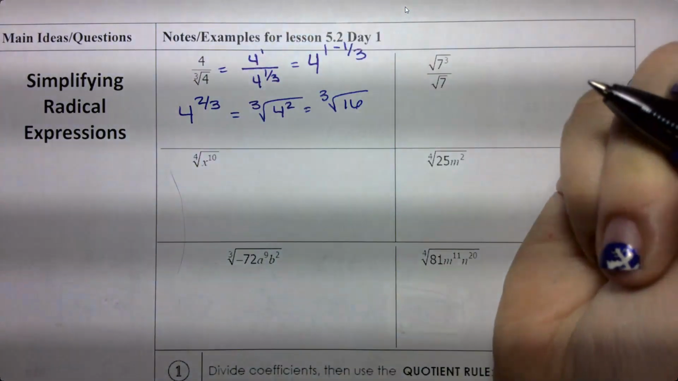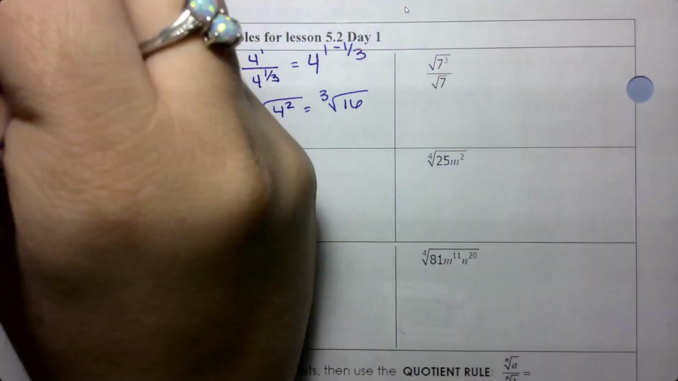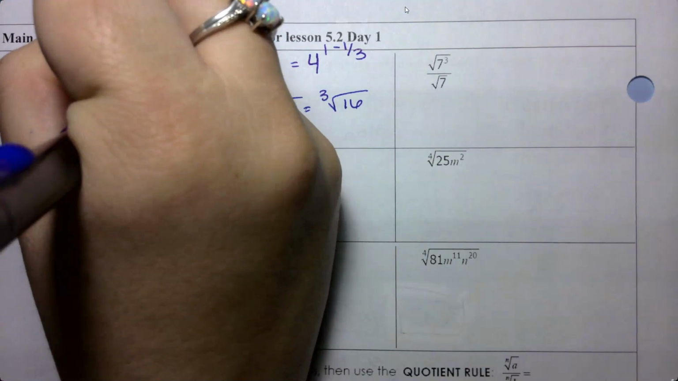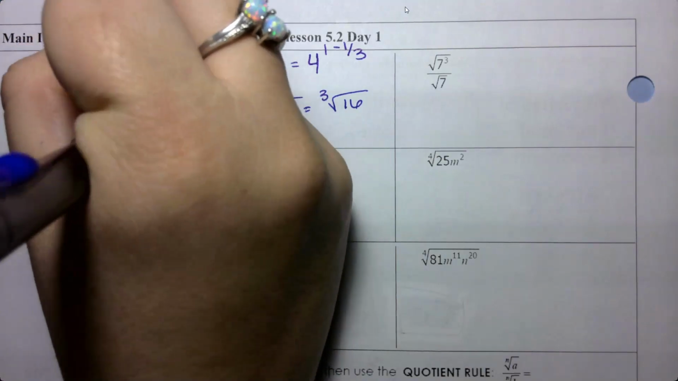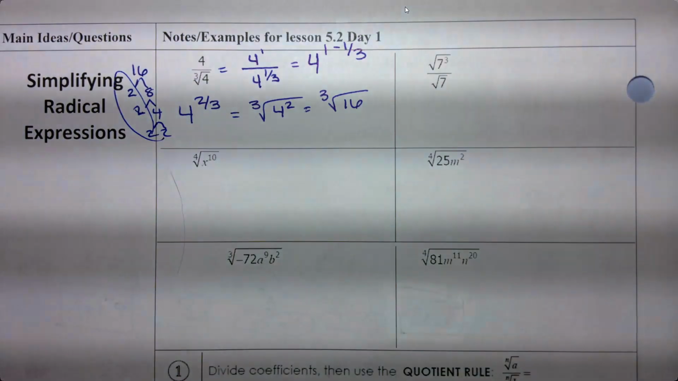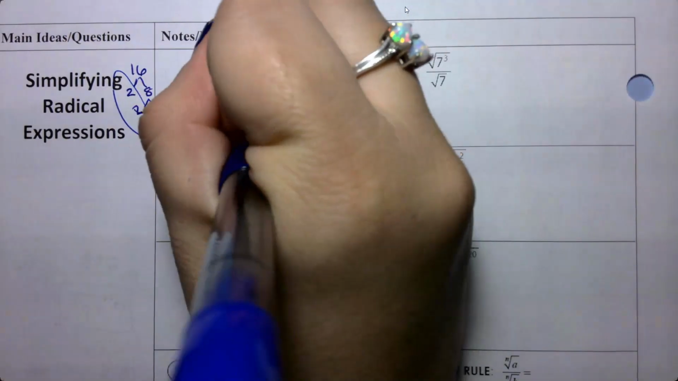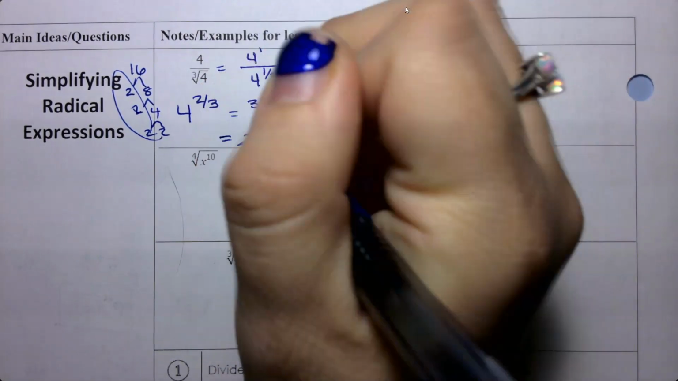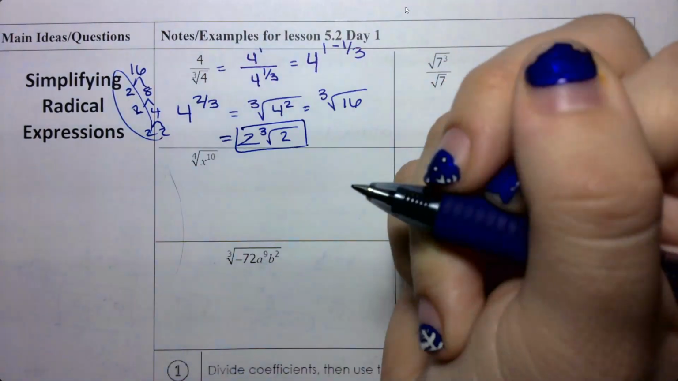I'm going to rewrite 4 squared as 16. And I want to simplify this. So remember my factor tree for 16 breaks down to four 2's. So I can pull out a group of 3, and that goes on the outside. Then I have the cube root, and I have that leftover 2 on the inside.